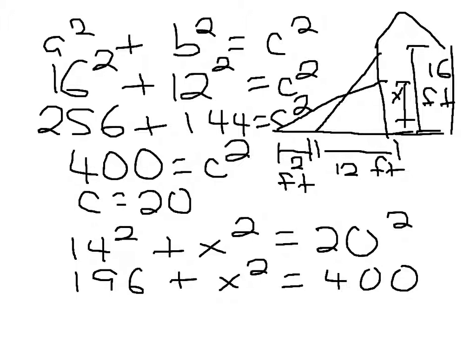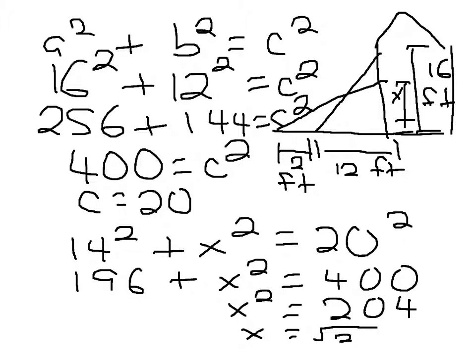And I would subtract 196 from each side. X squared would end up equaling 204. And I would square root each side, so then x would equal the square root of 204.